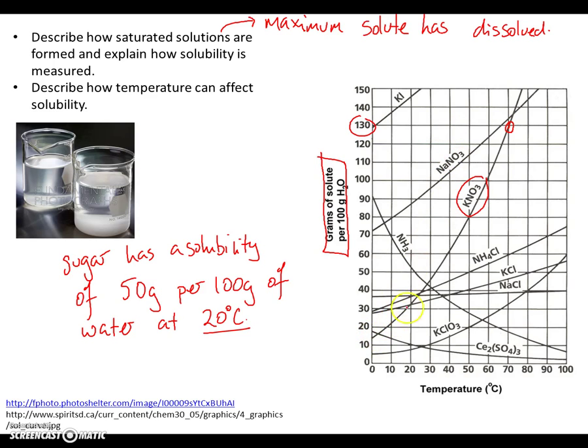So the solubility increases very quickly with temperature, and you'll see that when you're cooking. You put salt in a cold pan of water, it doesn't particularly dissolve that well, but you put it in boiling water, it dissolves very quickly. So most solutes, solid solutes, will increase in their solubility as you increase the temperature.